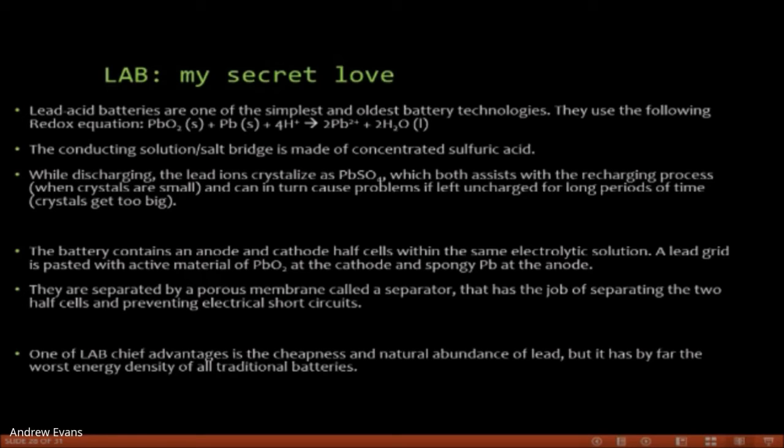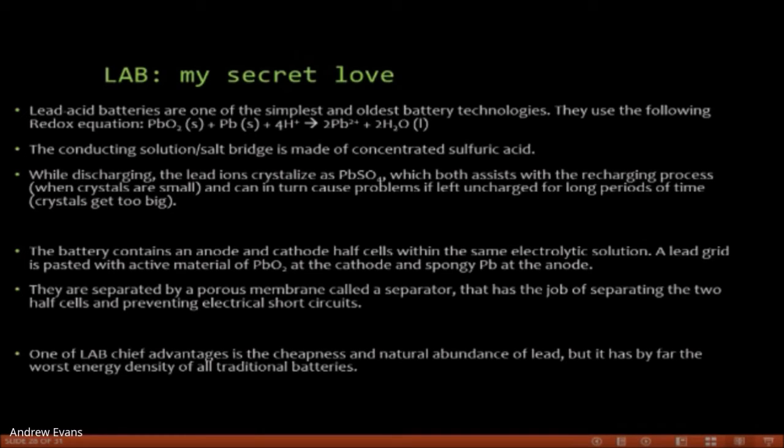Now, the conducting solution, the salt bridge, is, as I said, a concentrated solution of sulfuric acid. These cells are within the same solution. Unlike the batteries we were discussing previously, they are essentially connected. The electrodes are coated, but they are not in separate jars like we have drawn in any of the other batteries.